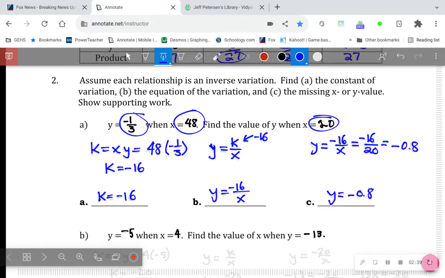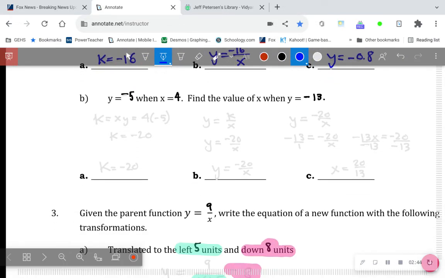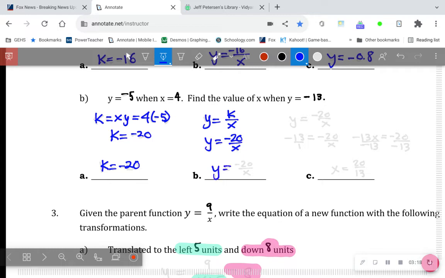So that pattern will be repeated with some less convenient numbers on the next one. So we take our x and y that they give us, multiply them together, and that'll tell us what k is. x times y is k. x is 4 in this case. y is negative 5. When you multiply those, you get a k value of negative 20. So that's our first slot here. You're supposed to write the constant. Then you come over here and copy the equation. It's always the same format. y is k over x. So now we put in the k that we now know. And that's your equation, negative 20 over x.